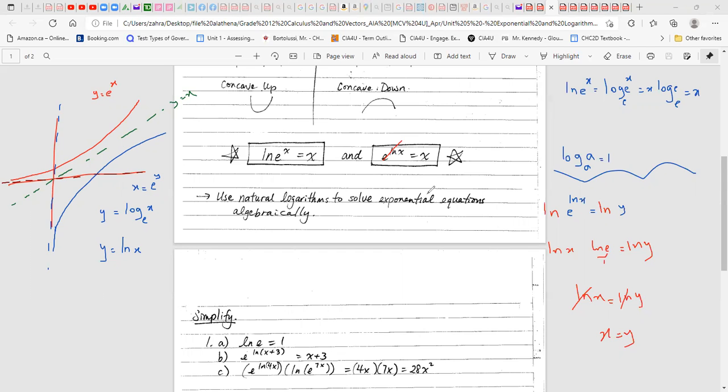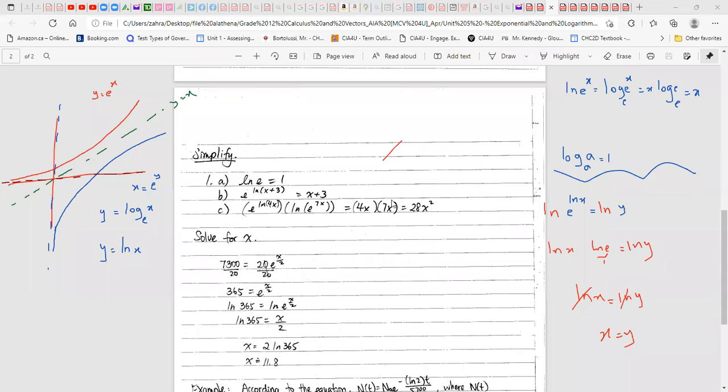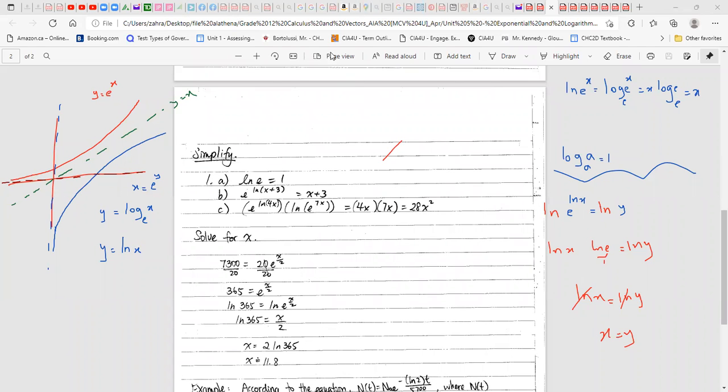Now, here ln e is 1. According to that, e to the power of the ln is the same as the power here. It's just x plus 3 there. e and ln cancel, it's just 4x. The power in front, so it's just 7x here, according to this one. This you can simplify to 28x to the power 2.